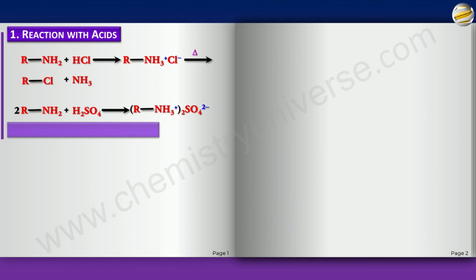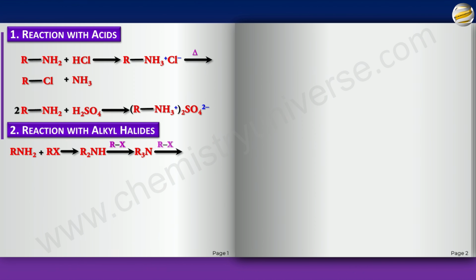Then of course reaction with alkyl halide, we have done this many times. RNH2 plus RX, the R could be the same or different, and you have nucleophilic substitution. You get a secondary amine, another RX, you get a tertiary amine, another RX, you get a quaternary ammonium salt.